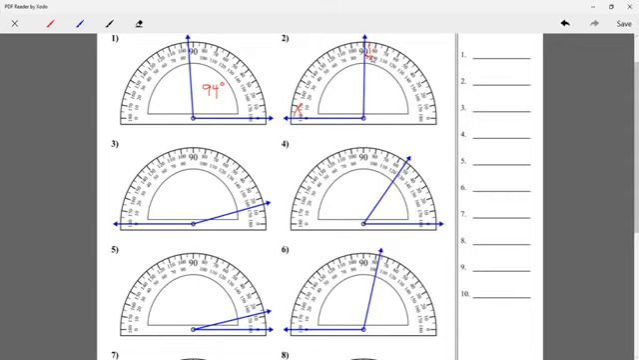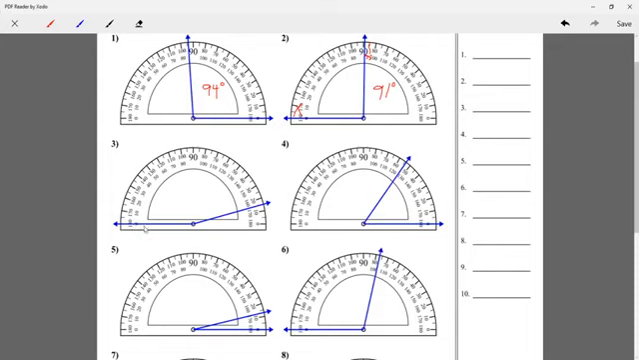I apologize for my handwriting. And then this line is 100. Okay, so this is between 90 and 95, and it's right next to 90. So I would say that's probably right around 91 degrees.